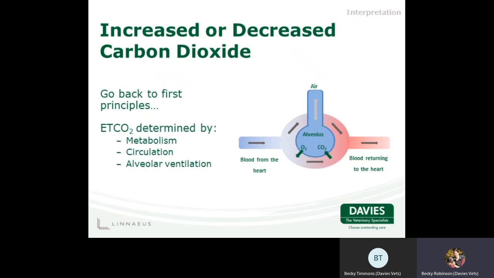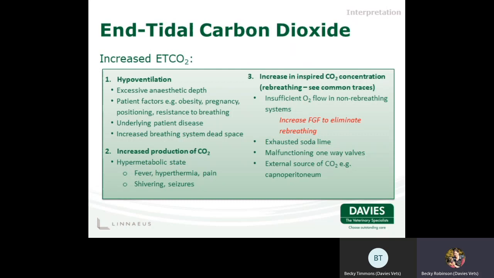So remember that carbon dioxide is produced in the body's cells as a result of metabolism, is carried to the lungs by circulation, and then removed by alveolar ventilation. We can then use these three different aspects to try and determine what may have changed in any of those aspects to result in either an increased or decreased end-tidal carbon dioxide.